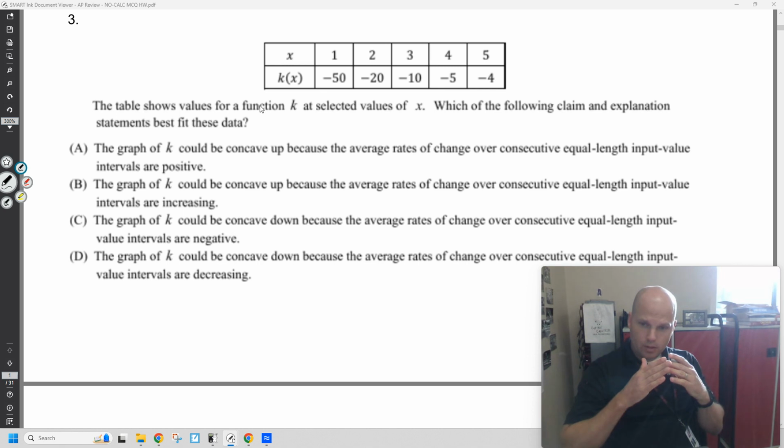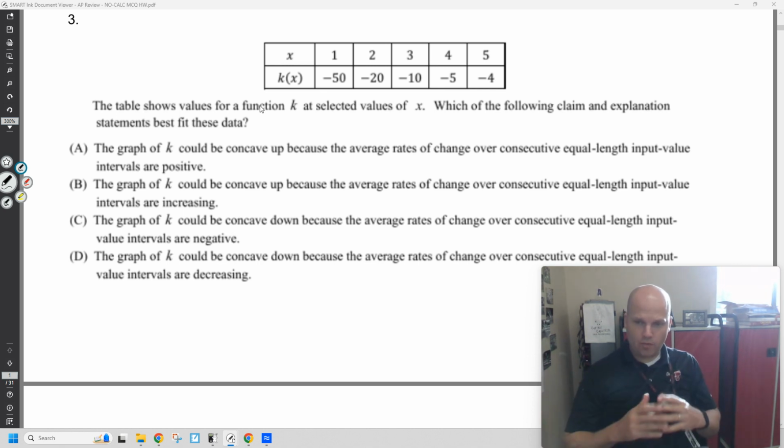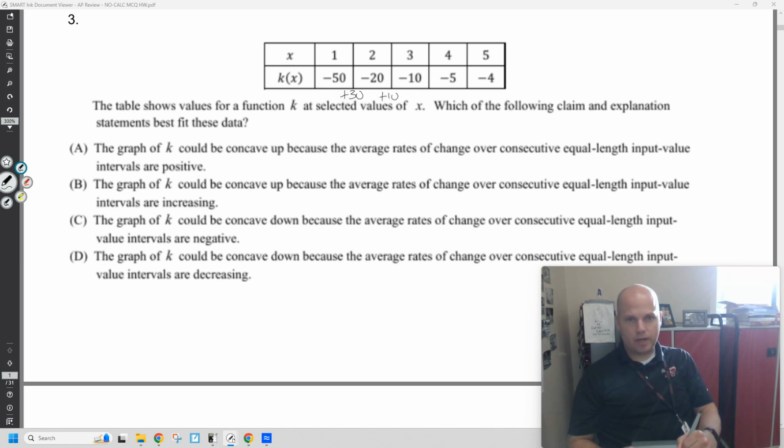We can look at consecutive rates of change over equally spaced input lengths. You can see we go 1 to 2, 2 to 3, 3 to 4, 4 to 5. We can see we are adding 30 per x, then we are adding 10 per x, we're adding 5 per x, adding 1 per x. So those rates of change are decreasing.